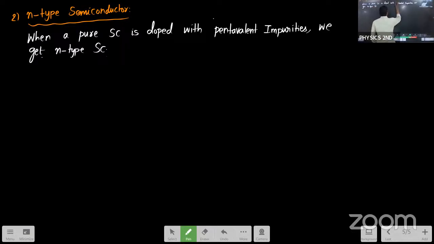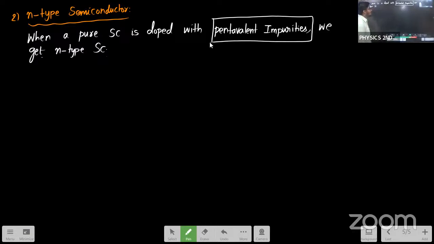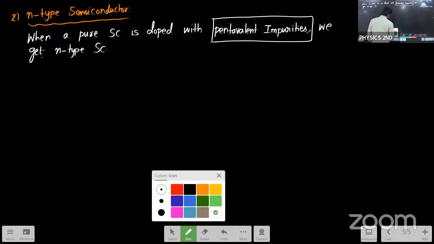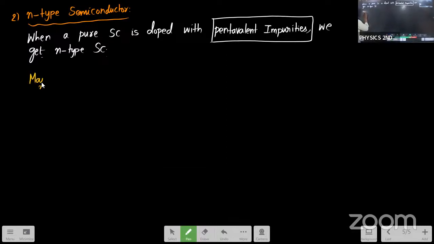Remember, for N-type semiconductor, which type of impurities will we be adding? We'll be adding pentavalent impurities. So in order to get N-type semiconductor, we'll be adding pentavalent impurities. So what are the majority and minority charge carriers here? Majority charge carriers, and next we'll be having minority charge carriers.